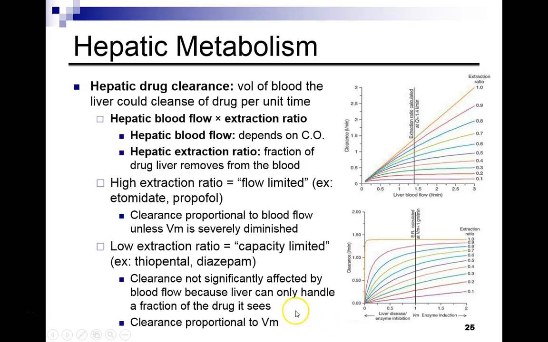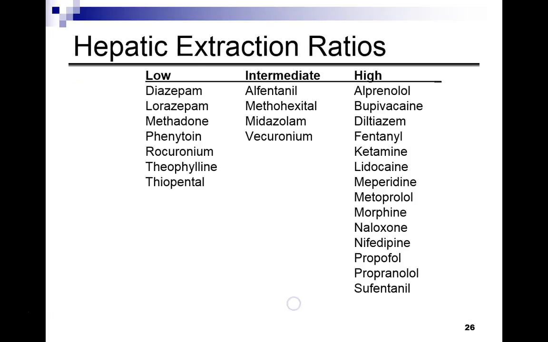These are graphs that we'll talk about more in class, but they're definitely something for you to think about. And what you really need to know is not to memorize this table, but just to be aware that we do have drugs that fall into different categories of low, intermediate, or high hepatic extraction ratios. So we can see some of our drugs like propofol, metoprolol, morphine, lidocaine, ketamine, fentanyl. Most of our drugs here really have high hepatic extraction ratios.